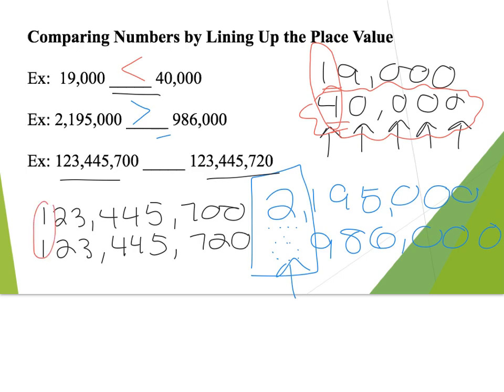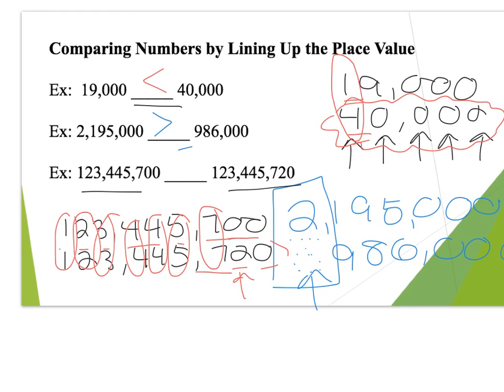You'll notice the ones are the same, so that's not helpful. The twos are the same, threes, fours, fives. We have sevens in both of our hundreds. And then here is where we have a change. You have 0 versus 2. Of the two numbers, 2 is larger, so that means that this number along the bottom is going to be larger than the number above it. So when we plug in our symbol, we find that 123,445,720 is bigger, so your inequality symbol wants to eat that number, and there we are.